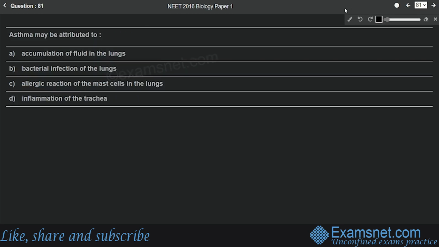Question number 81 is from the chapter Breathing and Exchange of Gases, and the question is: asthma may be attributed to. Options are accumulation of fluid in the lungs, bacterial infection of the lungs, allergic reactions of the mast cells in the lungs, and inflammation of the trachea. So what is asthma? It is the extreme form of allergy, and it is caused by allergens. These allergens are mostly viruses, but sometimes they can be non-viruses also.